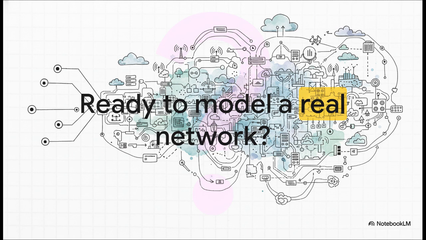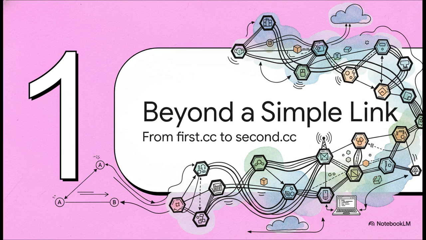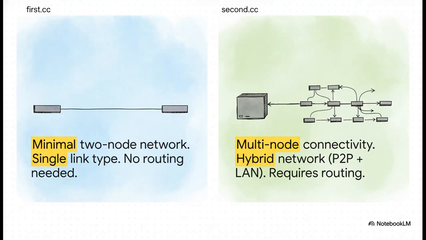Let's dig in. Okay, so to really appreciate the jump we're about to make, let's get some context. We need to see why the second.cc simulation is such a massive step up from that basic first.cc tutorial. Look at this comparison. On the left, you've got first.cc. It's about as basic as you can get, right? Two nodes, one direct link. They don't need a map.